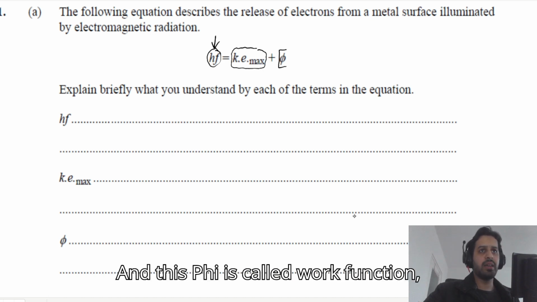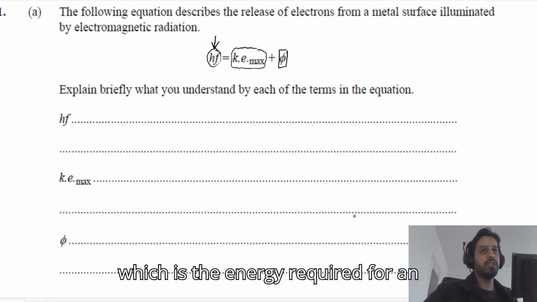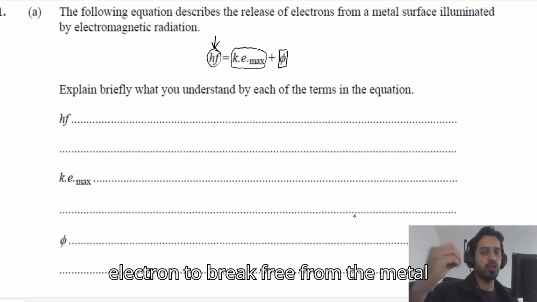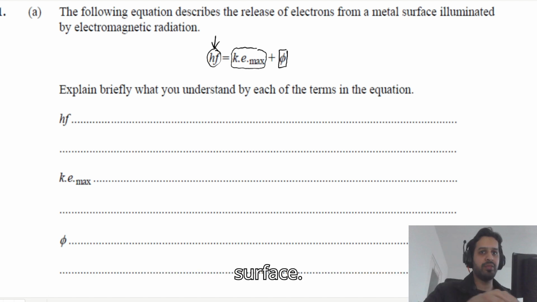And this phi is called the work function, which is the energy required for an electron to break free from the metal surface.